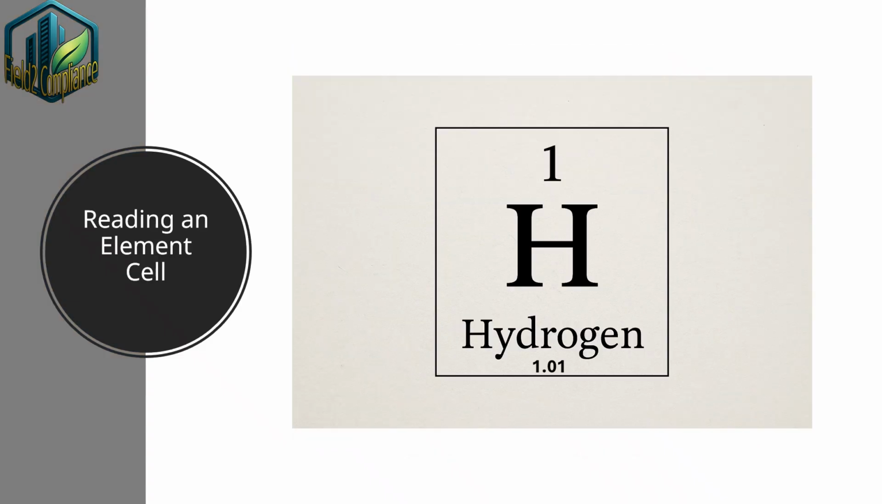Each element box tells a story. The number on top is the atomic number: how many protons. The big letter is the chemical symbol. The number below gives atomic weight. For example, hydrogen's symbol is H. The atomic number is 1. It's the simplest and most reactive gas.